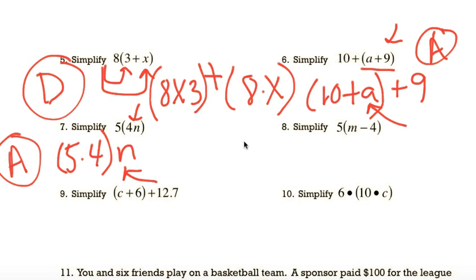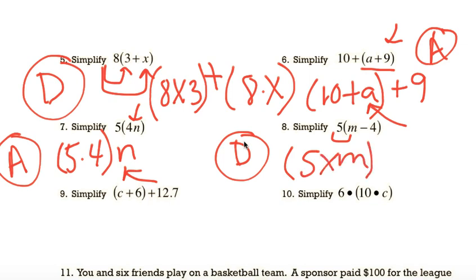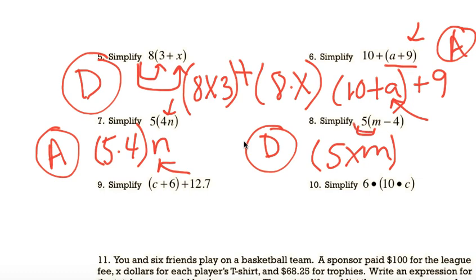Looking at number 8. 8 is a little bit different. This one's going to be the distributive property. We are distributing the 5 with everything inside the parentheses. I'm going to start with the 5 and the m. It's going to be 5 times m. Now I'm going to associate the 5 with the 4. So we're going to do 5 times 4. Now, what are we doing with both of these numbers? We are subtracting them.